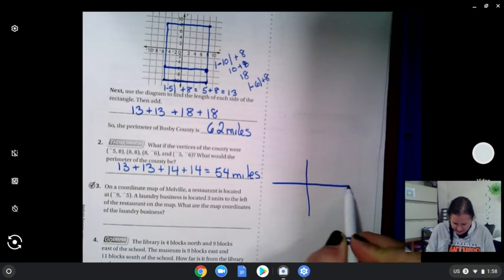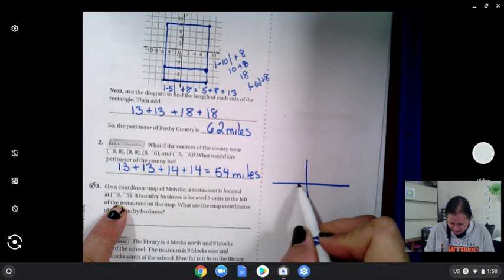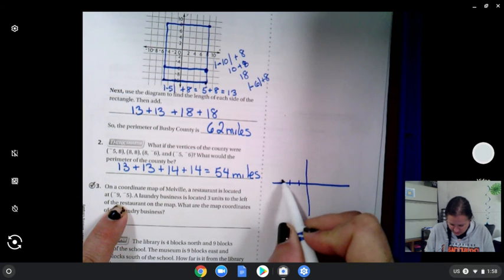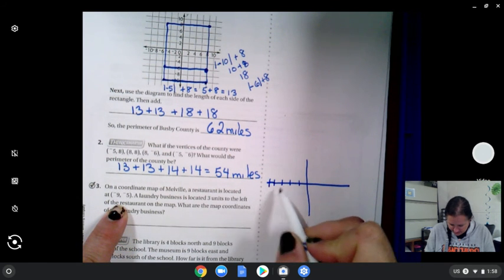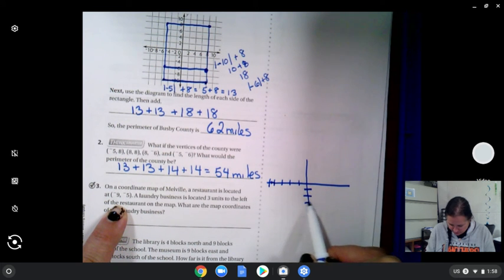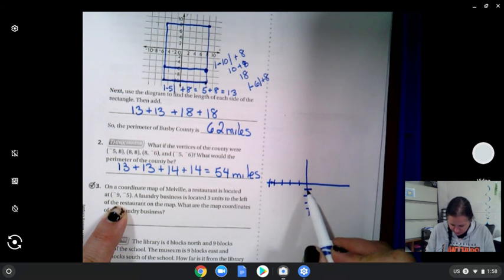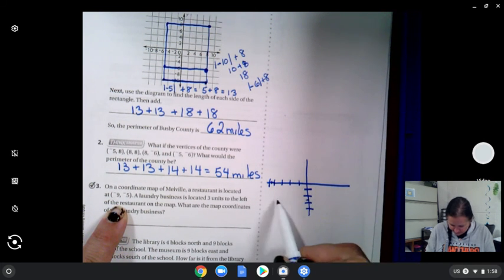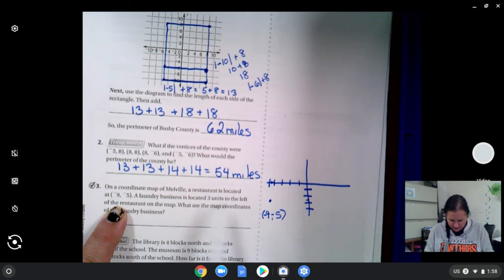All right, on a coordinate map of Millville, a restaurant is located at, and I can use this for my workspace, at a -9, -5. So let's do 2, 4, 6, 8, 10. And a -9 would be about right here. And then -5, 2, 4, 6, 8, 2, 4, and this would be the -5 here. So this would be at a -9, -5. That's where this restaurant is located.